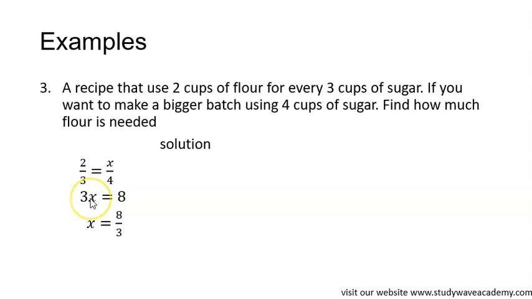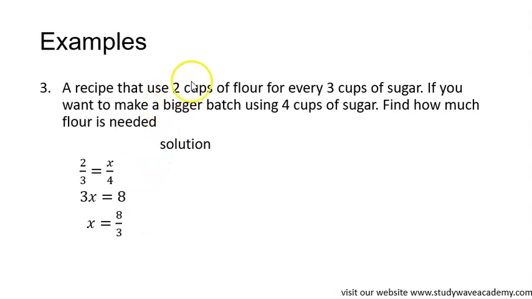Now we are looking for x, right? So how do we isolate x? We are going to be dividing both sides by 3. To make x stand on its own, you divide here by 3 and also divide the other side by 3. Whatever you do on this side, you are also doing on this side. Okay? So divide both sides by 3. 3 cancels 3, you are left with x, and here we are left with 8/3. So x is equal to 8/3. So if you want to maintain the same ratio, you would need 8/3 cups of flour when using 4 cups of sugar in the recipe, okay?